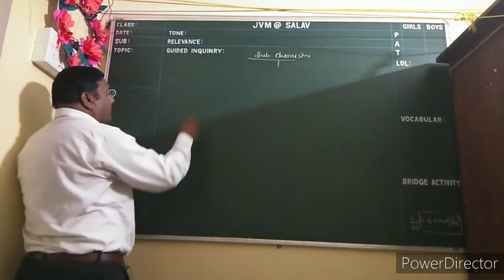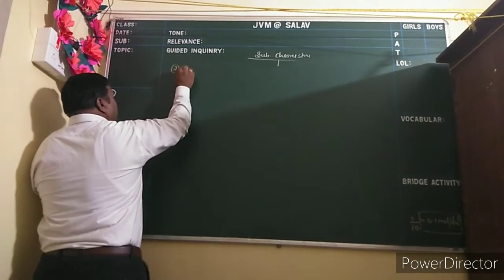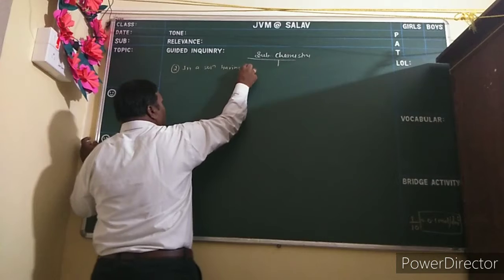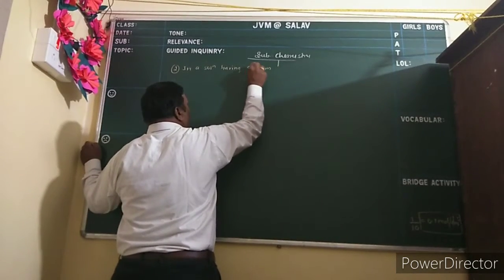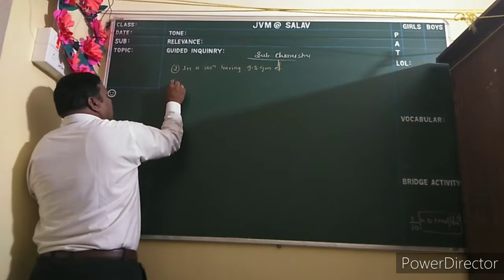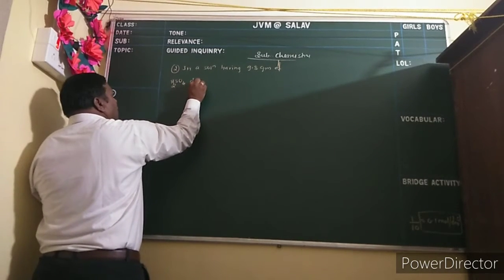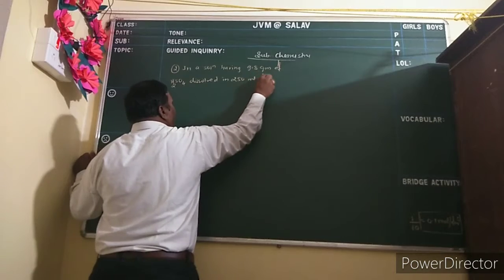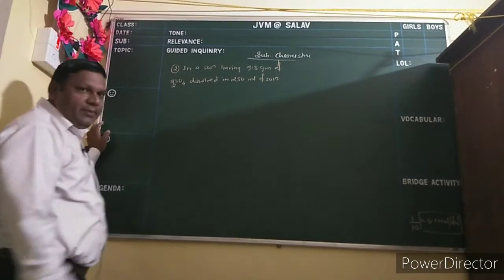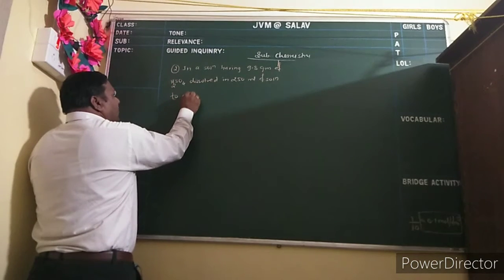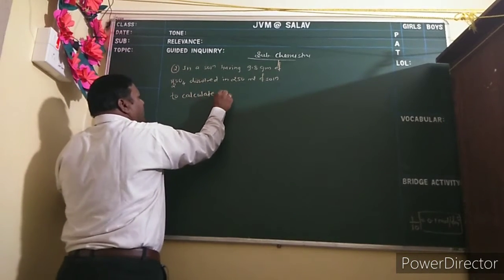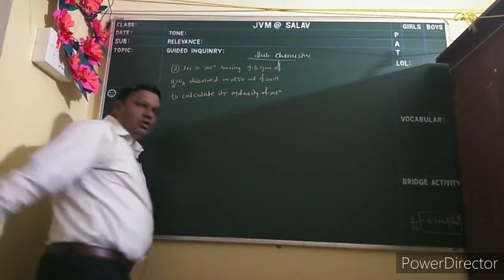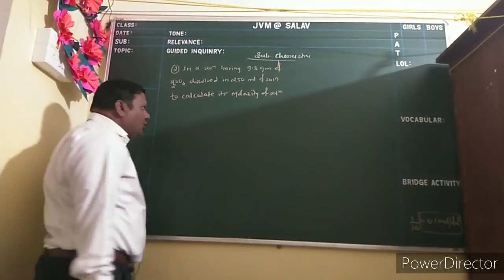Another example. Second one: in a solution having 9.8 gram of H2SO4 dissolved in 250 ml of solution, calculate its molarity. Understood?